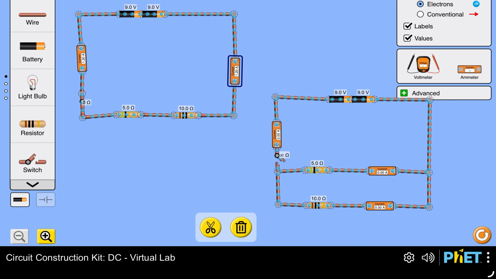meaning that the total current that you have in the beginning is the total current that you have at the end. [mixed-language] as you can see.